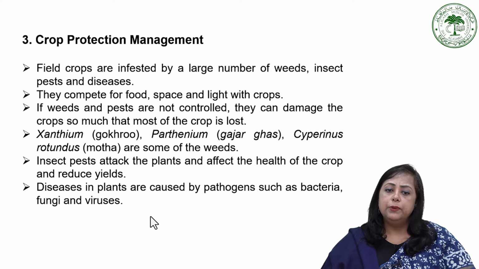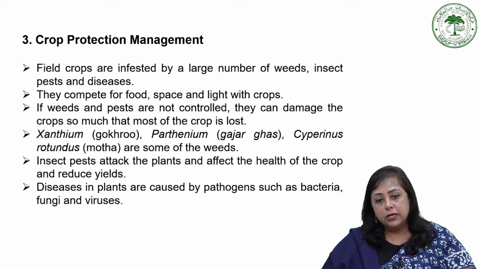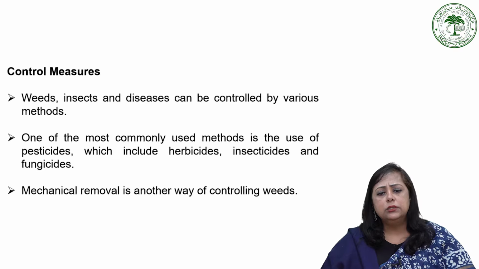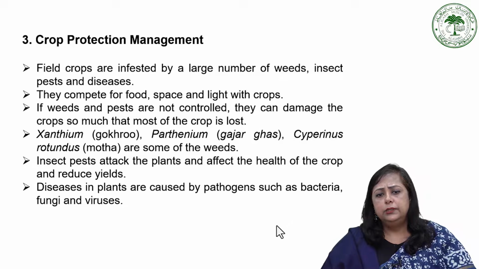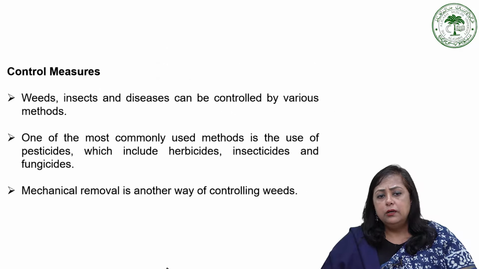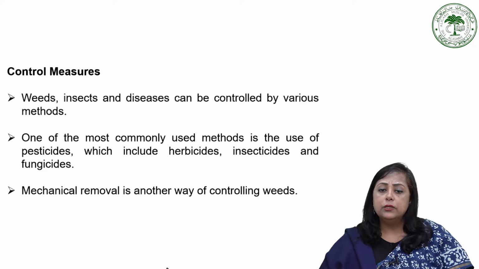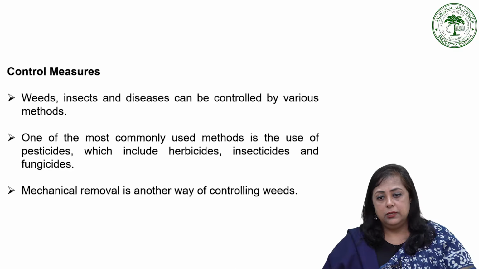Insect pests attack the plants, affect the health of the crop, and reduce yield. Diseases in plants are caused by pathogens such as bacteria, fungi, and viruses. So crop protection management is also important, and the control measures for weeds, insects, and diseases can be applied by various methods. One of the most commonly used methods is the use of pesticides, which include herbicides, insecticides, and fungicides.